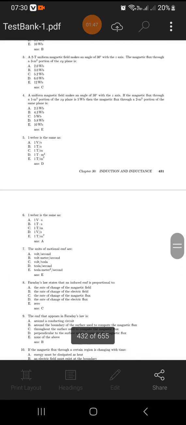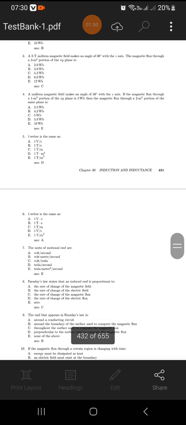Therefore, a 2 Tesla uniform magnetic field makes an angle of 30 degrees with the z-axis. The magnetic flux through a 3 meter squared portion of the xy plane is C, which is 5.2.